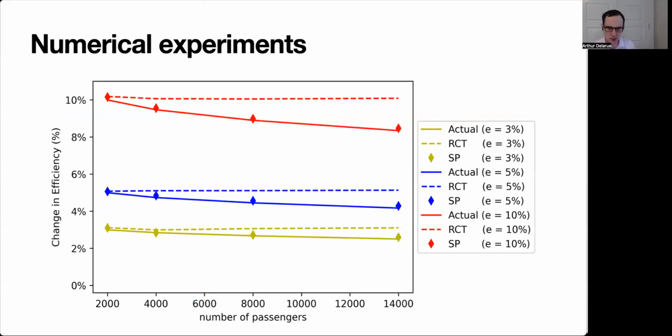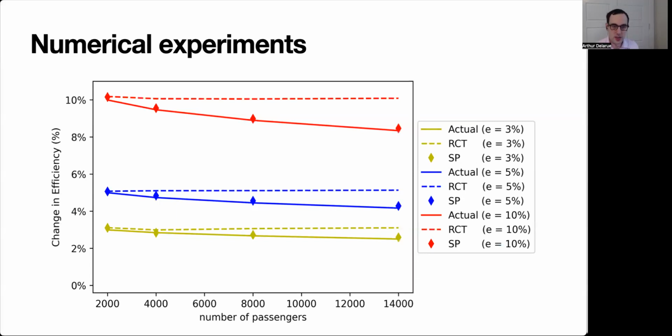So here are some numerical experiments. We have a simulation, a simulated ride-hailing setting using New York City taxi data. I have a fixed number of drivers, and on the x-axis, I'm going to vary the number of passengers that are making requests. On the left, I have a very small number of passengers relative to the number of drivers, so they're not really competing for drivers. But on the right, I have a large number of passengers that are competing for the drivers.